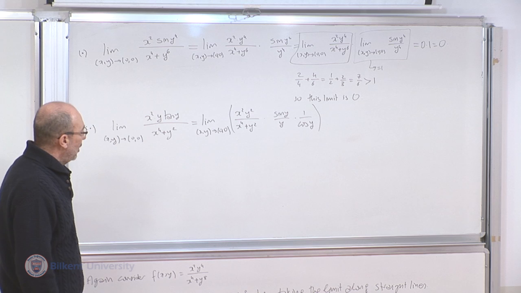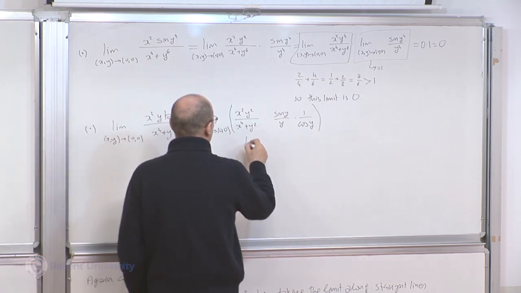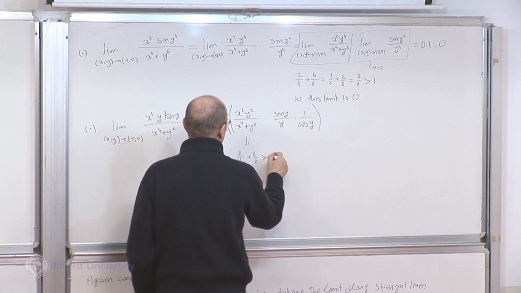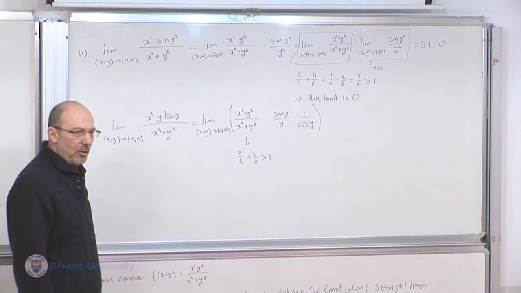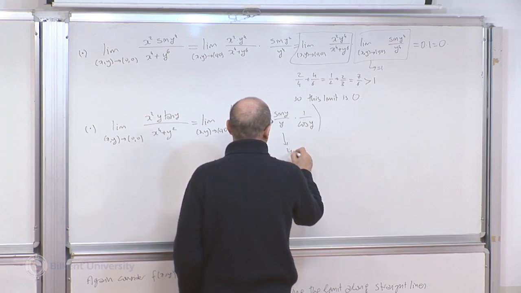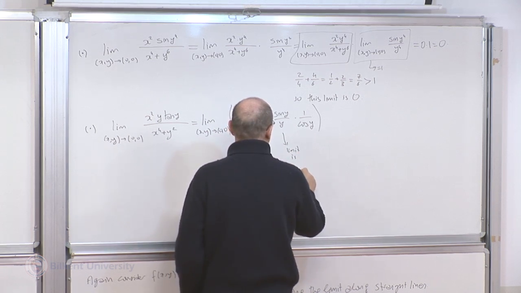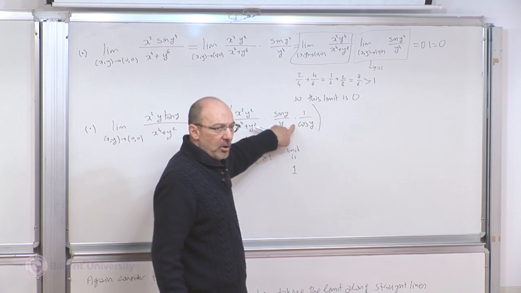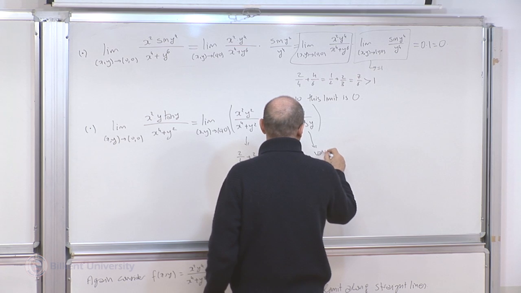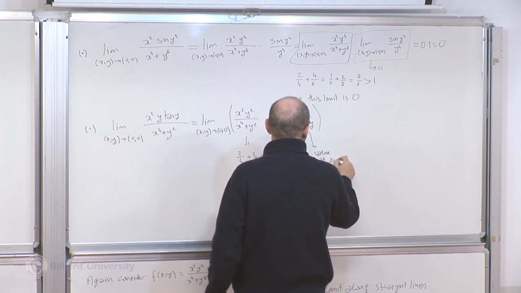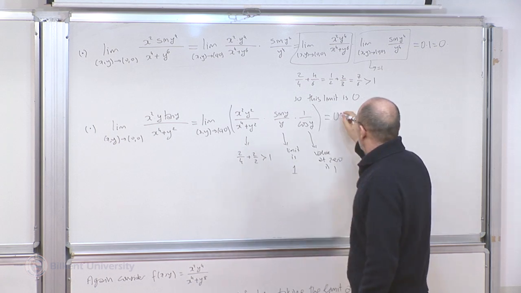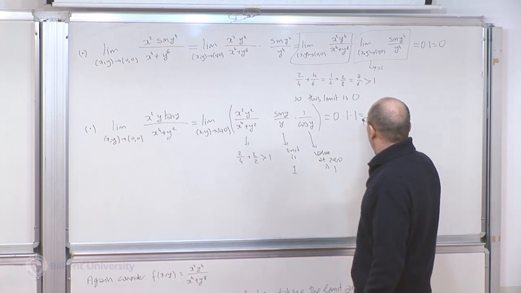Now you see it is easy. In this part I have 2 over 4 plus 2, and 2 over 2 is way larger than 1, so that limit will be 0. This limit is 1. And this is continuous at the origin. Cosine 0 is 1, so the value at 0 is 1. So this limit is 0 times 1 times 1, which is 0.